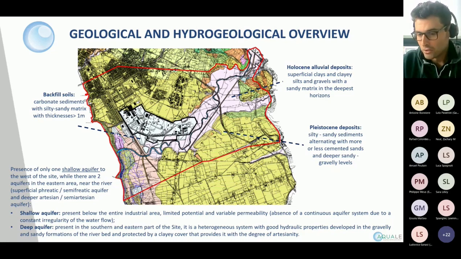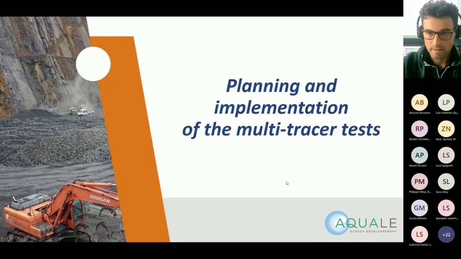It is a heterogeneous system with good hydraulic properties developed in the gravelly and sandy formation of the riverbed, of course, and is protected by a clayey cover that provides this degree of artesianity. This is important to understand the context in which we carried out our multi-tracer test.